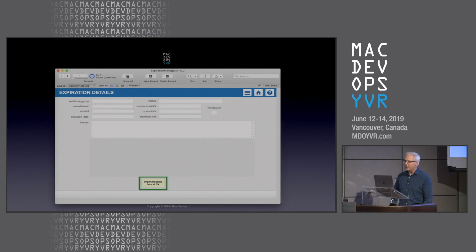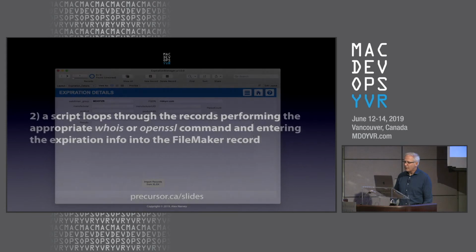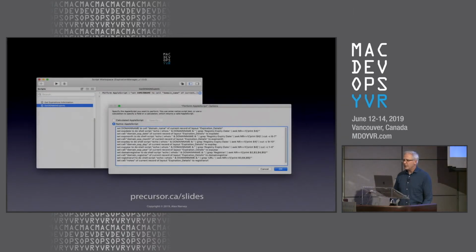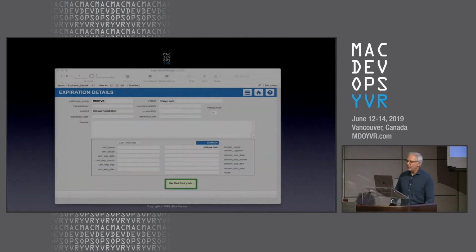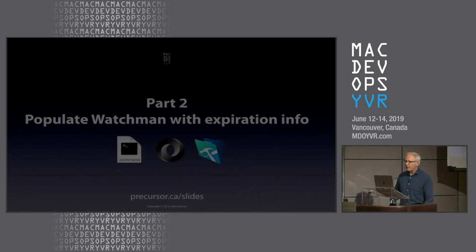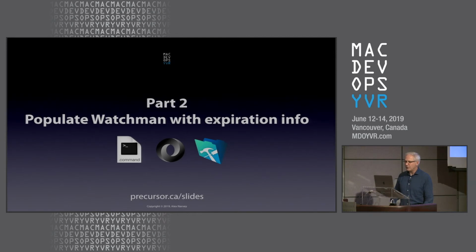And we click the button to run the import script. And FileMaker now has some records with the Watchman group name and the fully qualified domain name that we want expiration data for. We get FileMaker to loop through these records and perform the scripts, and it collects the appropriate fields into our records. And here's an example of the script to get the info for a domain name. We click the button to start the script, and it loops through the records, and voila, we have the expiration info. Now all we have to do is push that info up to our Watchman monitoring dashboard.